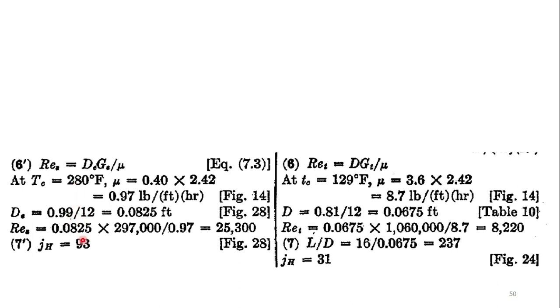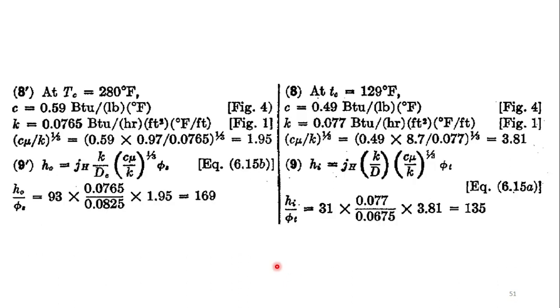And from the Reynolds number you have to determine the JH factor from figure 28. This is the same for the shell side and the same step for the tube side, right? But for figure number 18 that is being used for the determination of the JH factor using this Reynolds number value, 25,300 for the shell side. The Reynolds number for the tube side is very small compared to the shell side, so 822 220, and from figure 24 you can get the value of the JH factor for the tube side, that will be equal to 31.